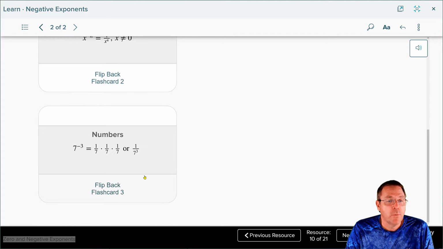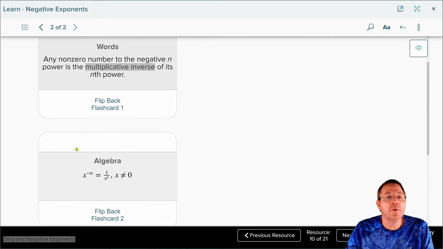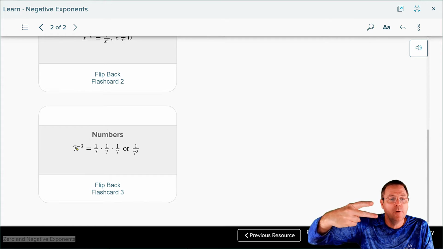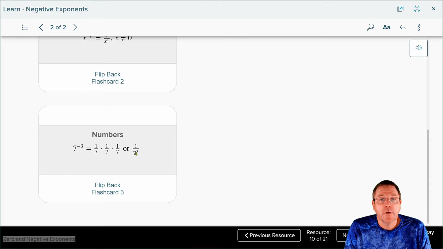From here, we've got 7 to the negative 3. Because it's a negative exponent, we're going to use the multiplicative inverse here, where we're going to flip it. So instead of 7 over 1, we have 1 over 7. And that's the same thing as 1 over 7 times 1 over 7 times 1 over 7. Well, 1 times 1 times 1 is 1, and then 7 times 7 times 7 is 7 cubed. So essentially all you did is flip it and take the negative sign away from the exponent.